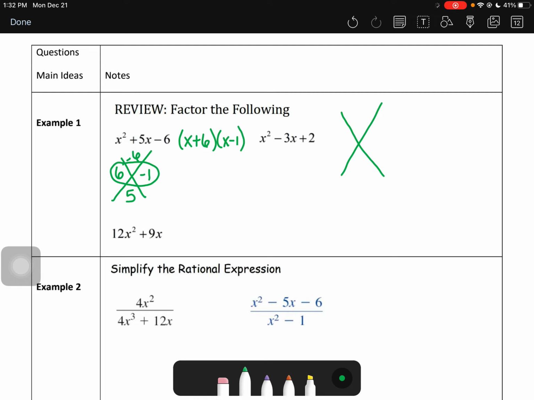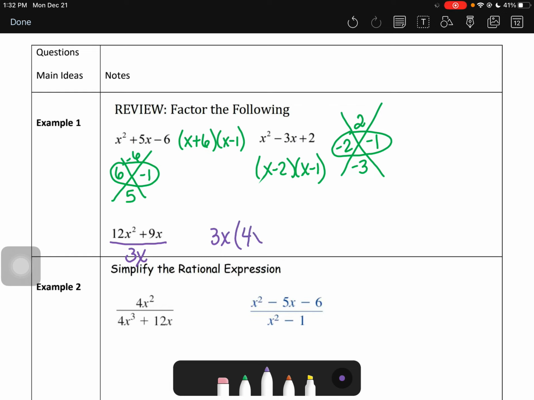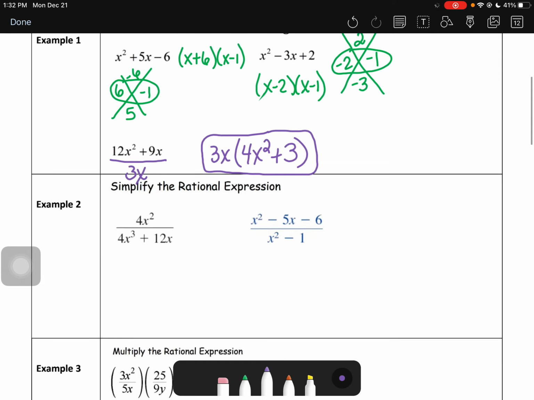In our next example, what two numbers multiply to be 2 but add up to be -3 would be -2 and -1. So that's going to be x minus 2 and x minus 1. In our last example, we see that we have a greatest common factor of 3x. And so when we divide by 3, we get 4x squared plus 3. And that one we are done factoring because that is not a difference of squares.